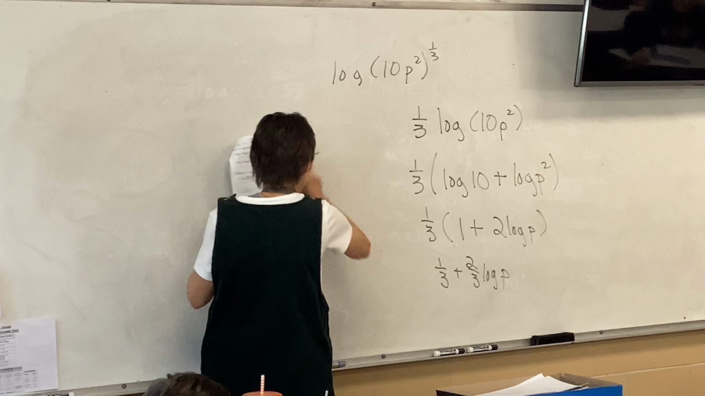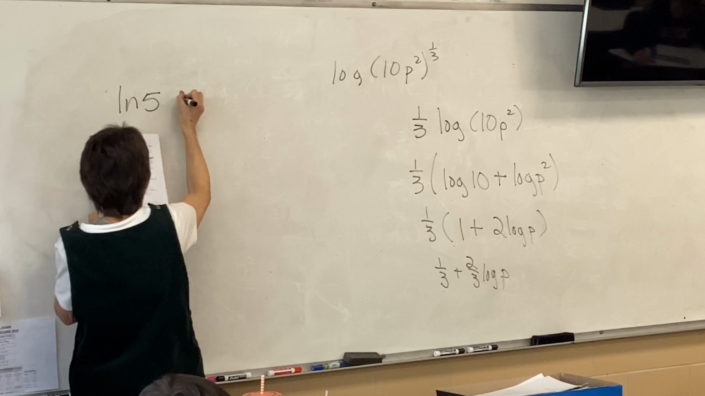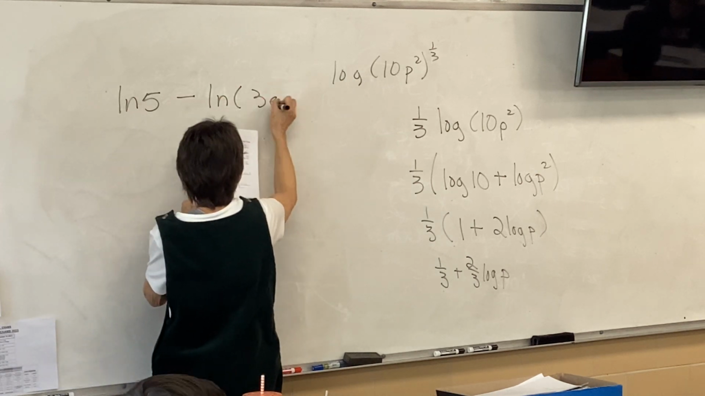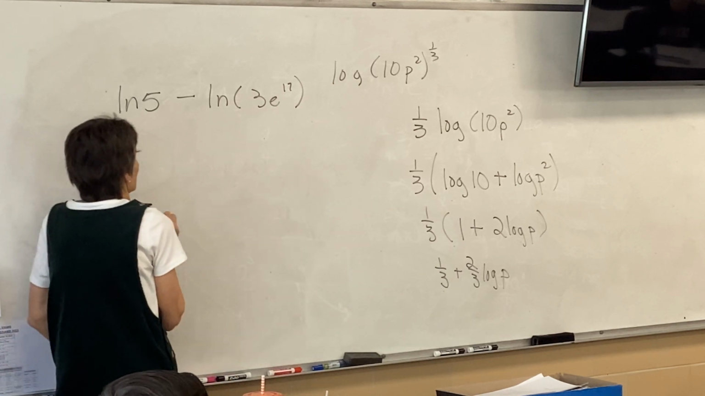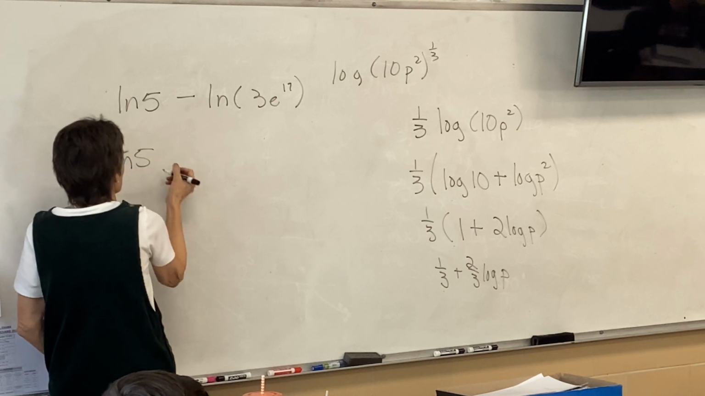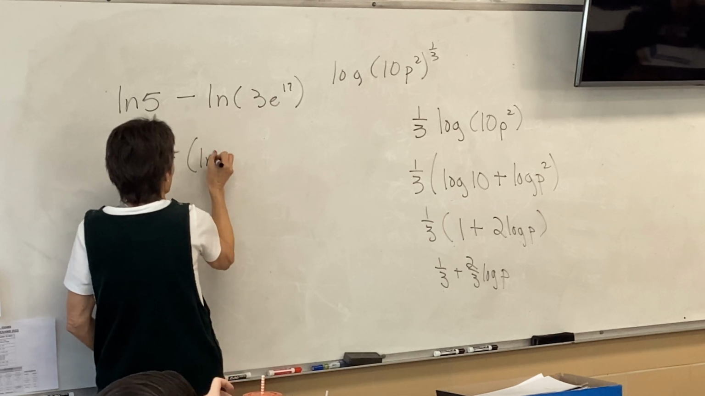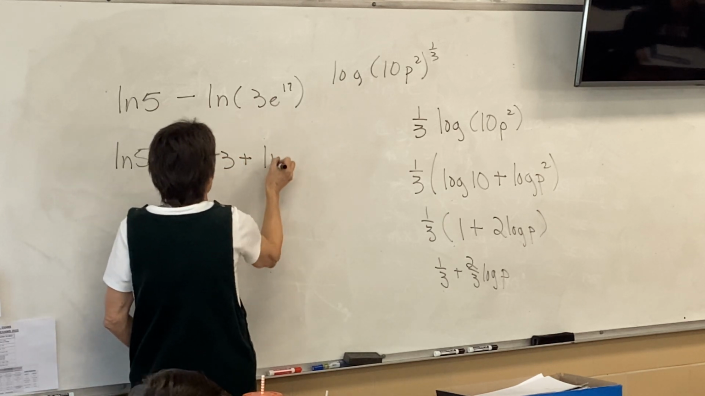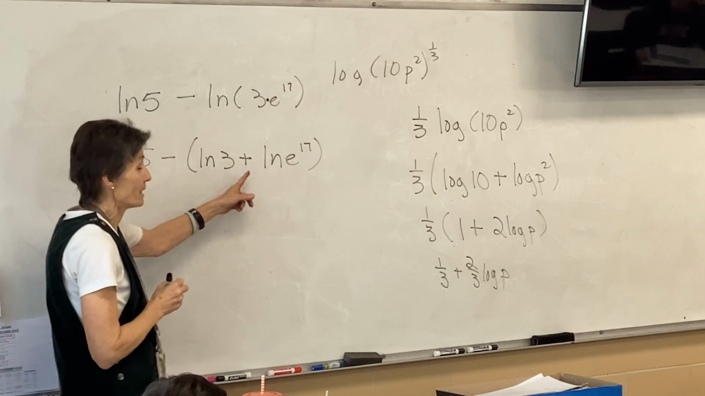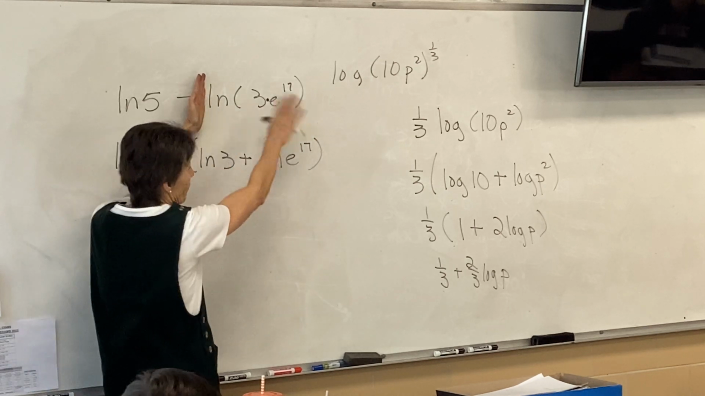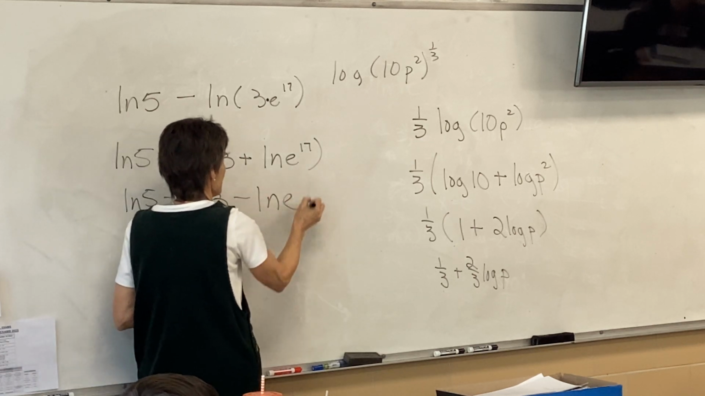All right, so that's ln 5 minus ln 3e to the 17th. So that's ln 5 minus, okay, this is going to be ln 3 plus ln e to the 17th. These are being multiplied, so I'm going to go ahead and make it an addition, but it's all being subtracted. So that will be ln 5 minus ln 3 minus ln e to the 17th.